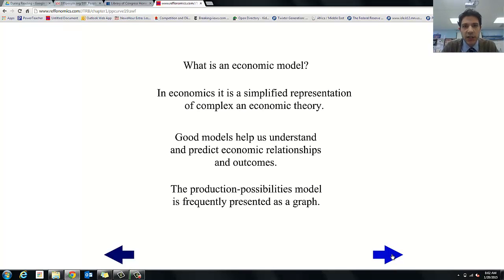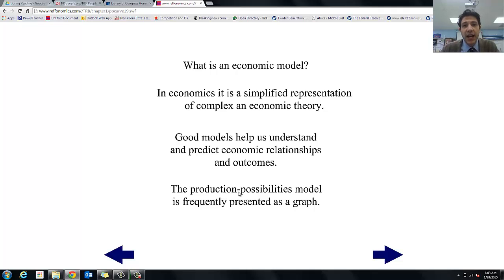One of the first things we need to talk about is that in economics we use what we call models, and basically these models are just graphs, very linear, very simple, just an x-axis and a y-axis. In economics it's a simplified representation of a complex theory. We like to break things down to the simplest, most efficient way, and it helps us understand and predict what's going to happen. What we're going to talk about today is the first type of model that we usually talk about in economics, and that's called a production possibilities model, and it's frequently represented as a graph.